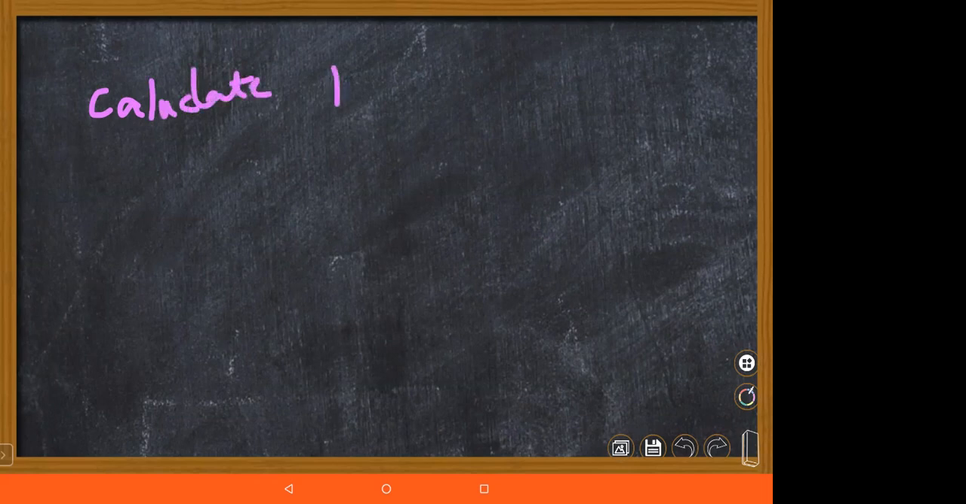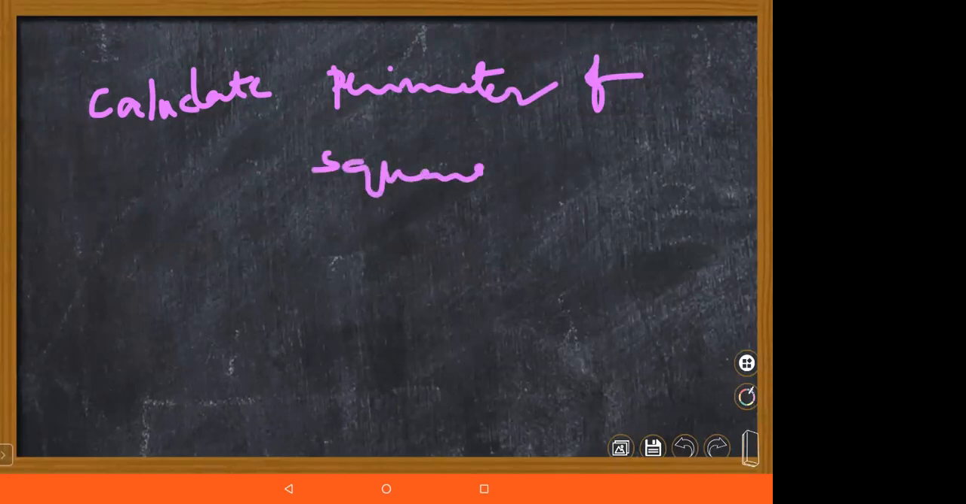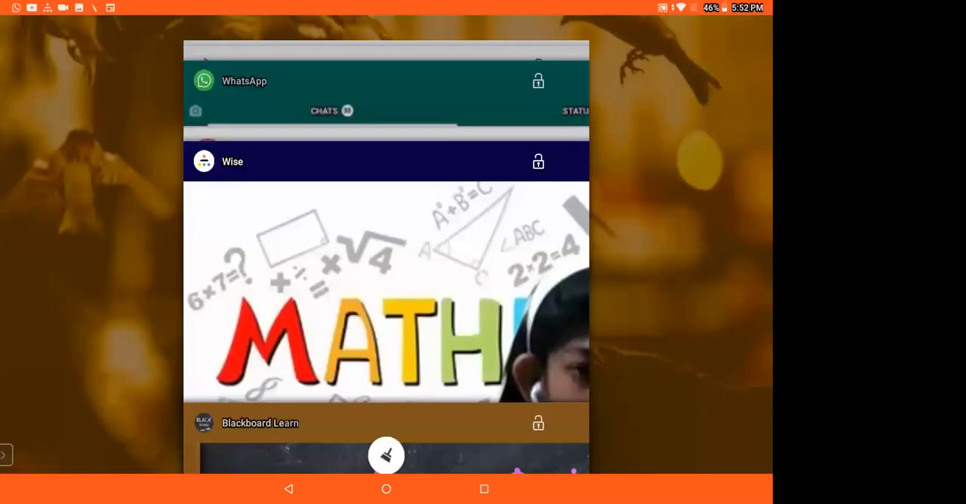Calculate perimeter. Children, you just find the perimeter, or calculate the perimeter of a square with side 10 meters. Come on, I want to check answers right now. Who are giving?